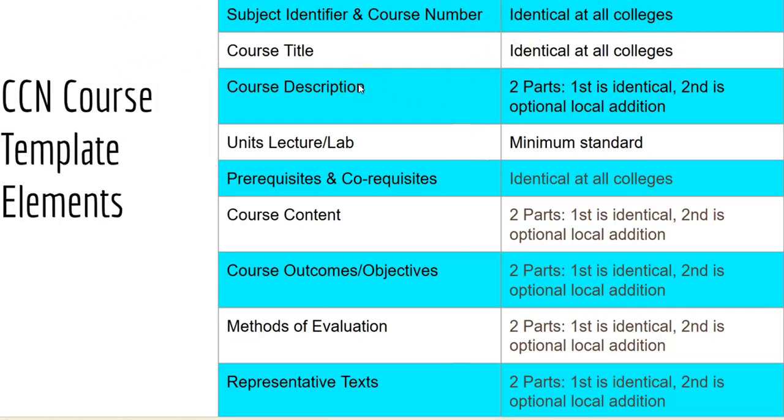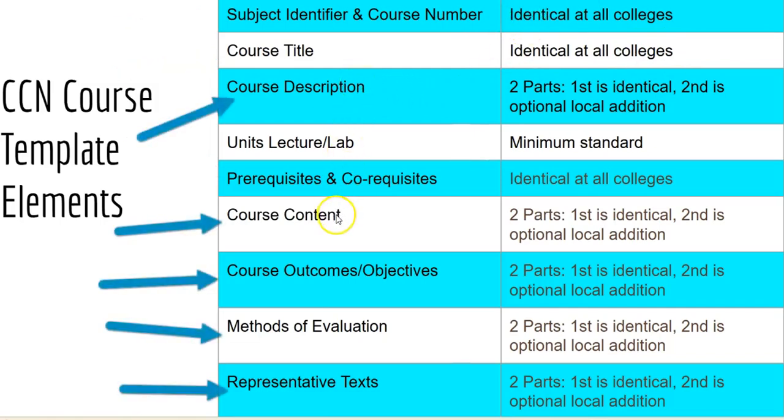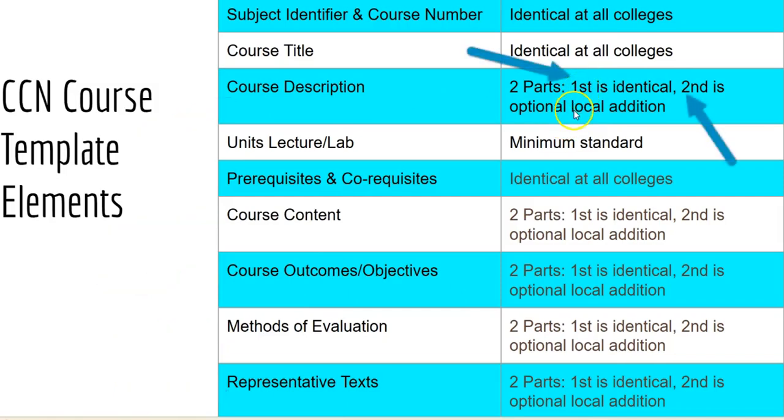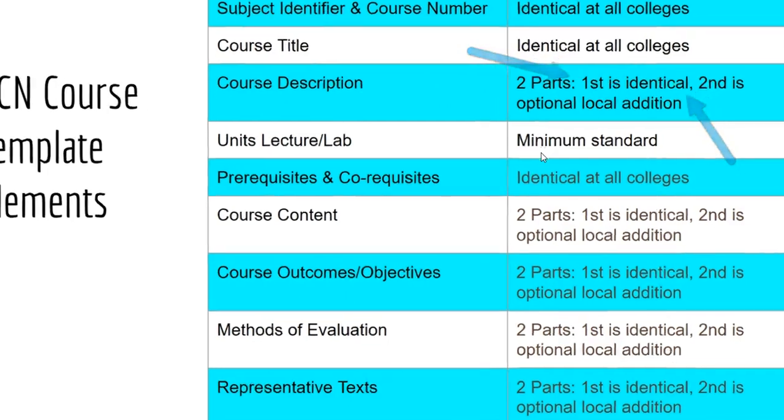The course description, the course content, the course objectives and outcomes, the method of evaluations, and the representative text will all have two parts. The first part will be identical, and then the second part will be optional. Let's look at what that looks like in practice, now that we have a sense of what it is in general.